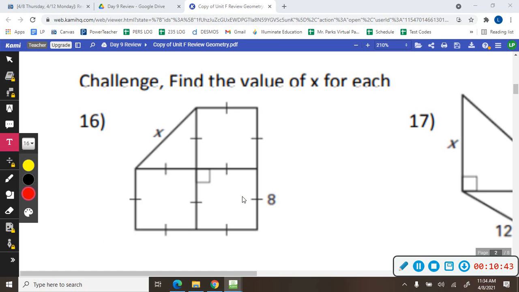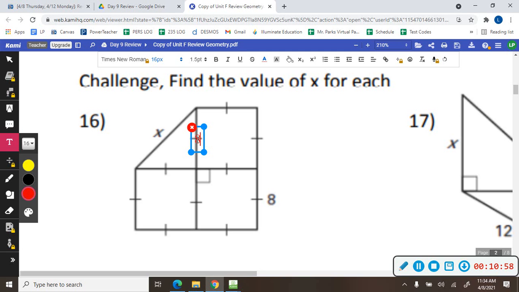Alright, so we're going to find the value of x. And the only number they give us is this 8. And so seeing this notation, that means that's 8, that's 8, that's 8, that's 8. All of those are 8. So I could go ahead and say, okay, this is 8. And this is 8.